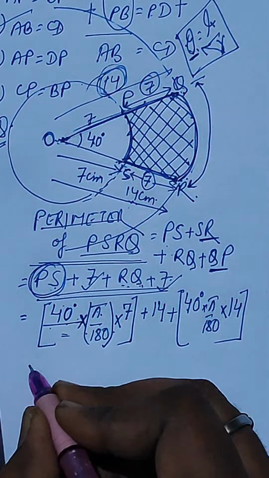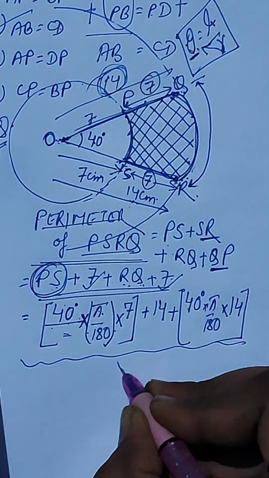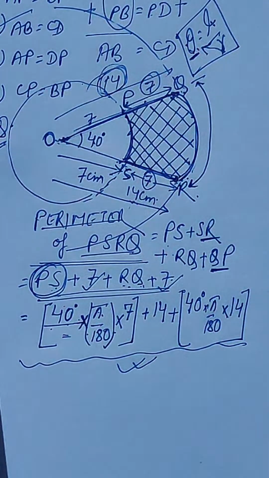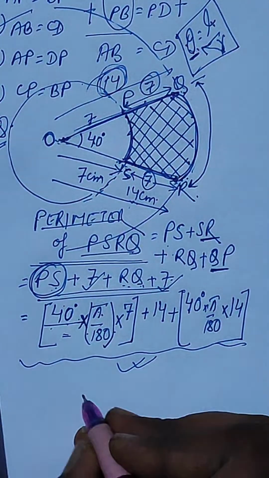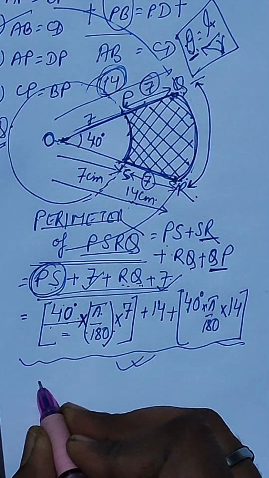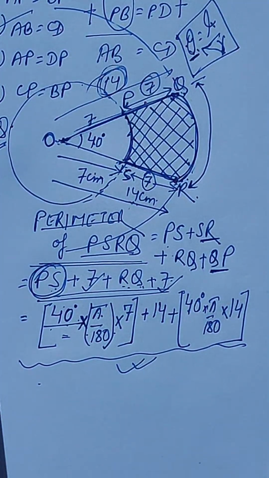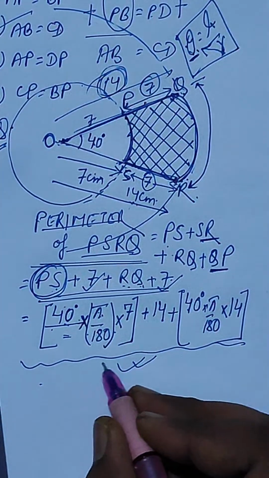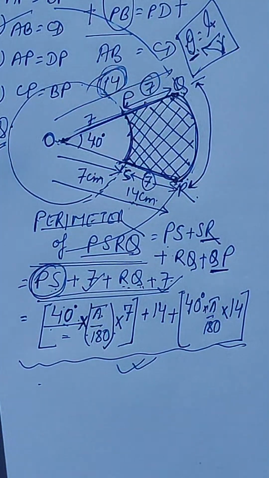Just solve it to get your answer, and this will be the perimeter of the shaded area. Okay, this will be the perimeter. When you simply solve it, it's not a very tough calculation, right?